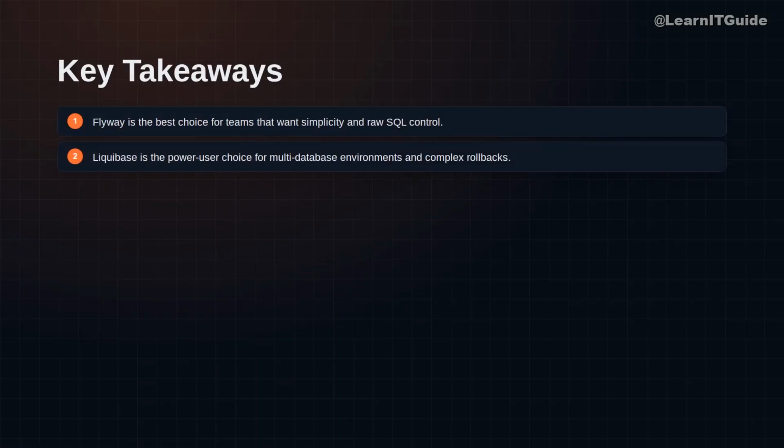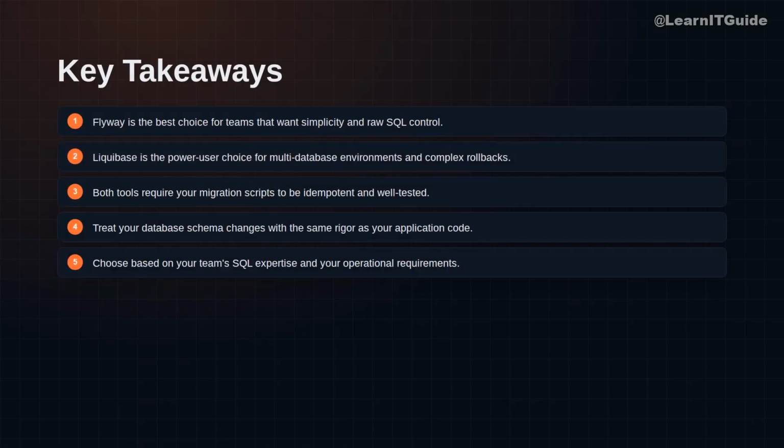To recap, Flyway is the best choice for teams that want simplicity and absolute SQL control. Liquibase is the power user choice if you are managing complex environments where you need automated rollbacks and multi-database abstraction. Both tools demand that you test your work and keep your migrations idempotent. Most importantly, treat your database changes as code. That is the only way to keep your production environment stable.